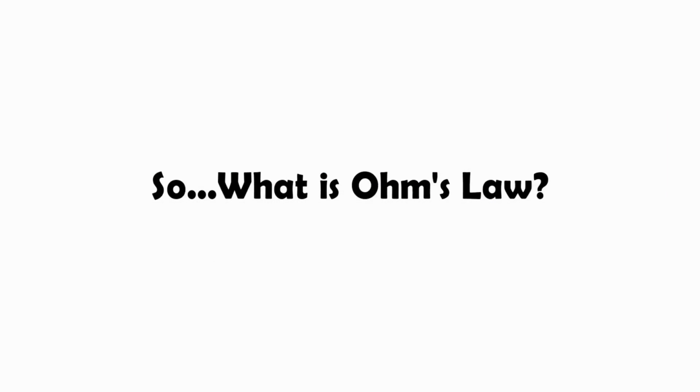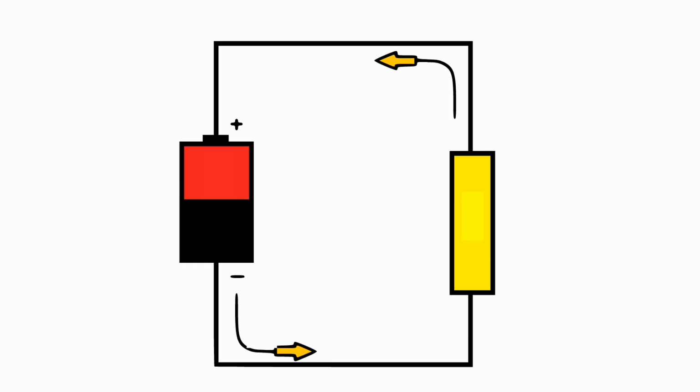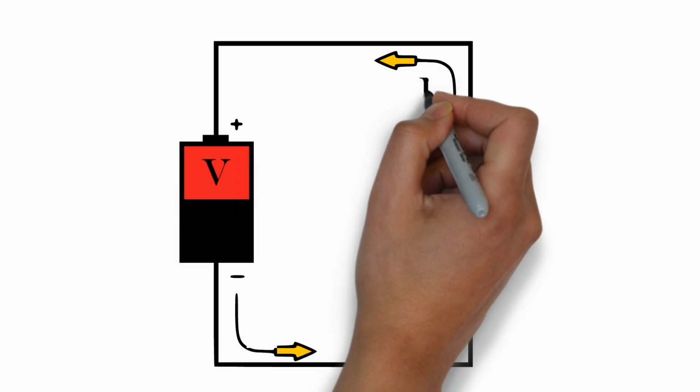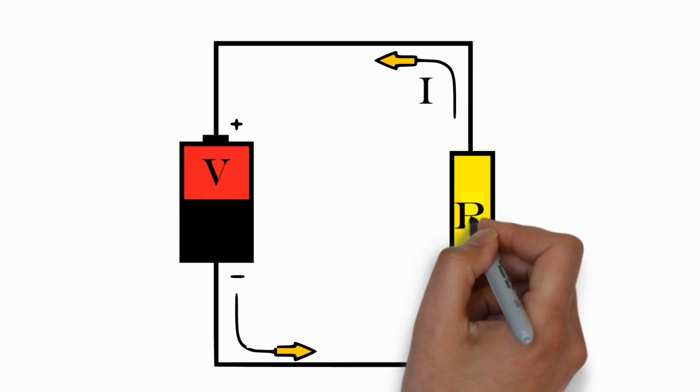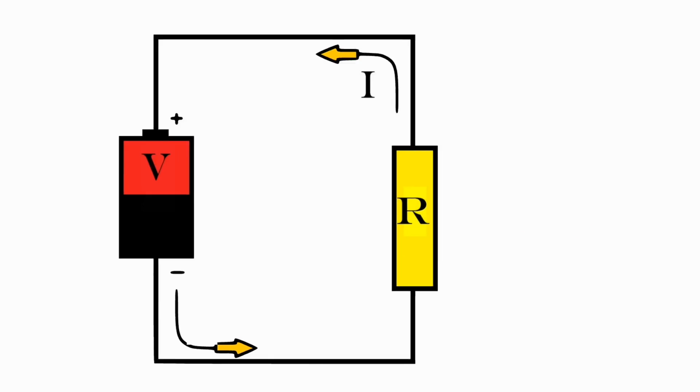So, what is Ohm's Law? Ohm's Law is the relationship between three factors, namely voltage, signified by the capital letter V, current, signified by the capital letter I, and resistance, which is signified by the capital letter R.